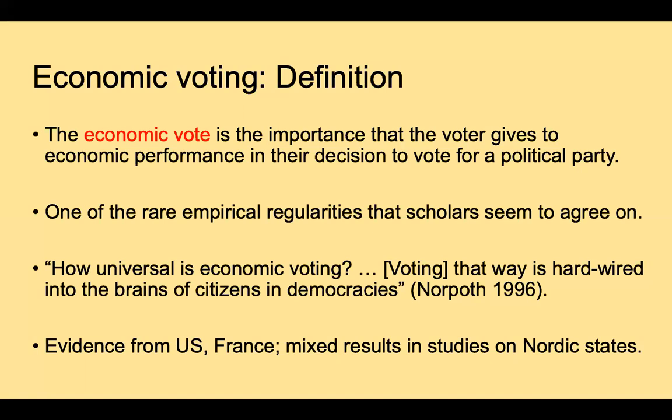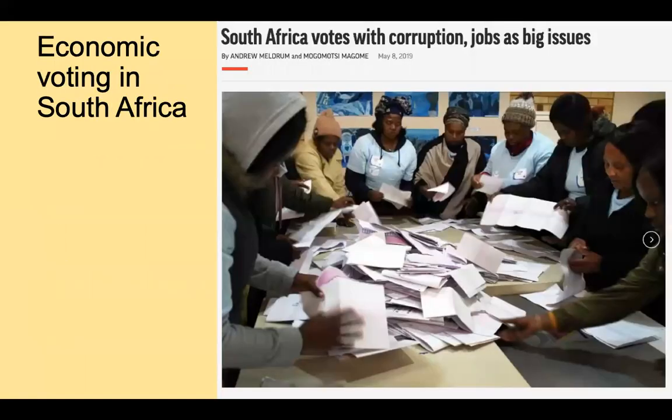And so Norpoth in 1996 put it this way. He said, "How universal is economic voting? Voting that way is hardwired into the brains of citizens in democracies." And indeed, there's a substantial body of evidence from the United States, as well as from France. There are mixed results in some studies on Nordic states and other European countries, but in particular, advanced democracies seem to exhibit this pattern where economic considerations often will motivate or drive voting behavior. But it's also the case that developing countries exhibit this pattern too.